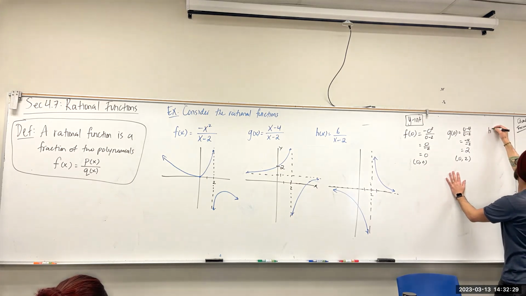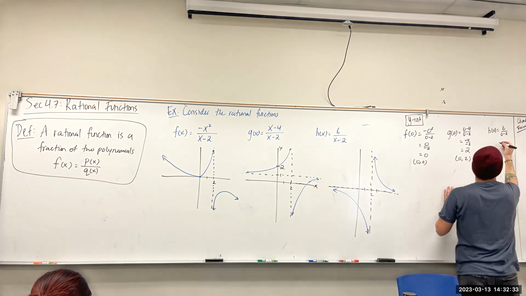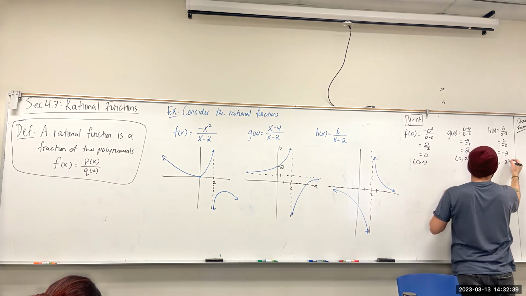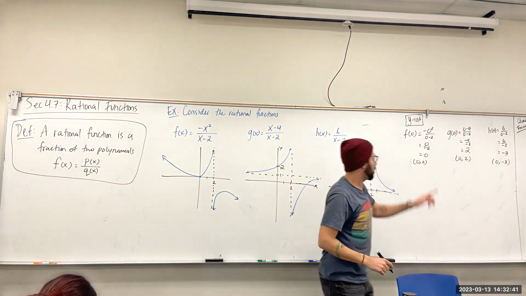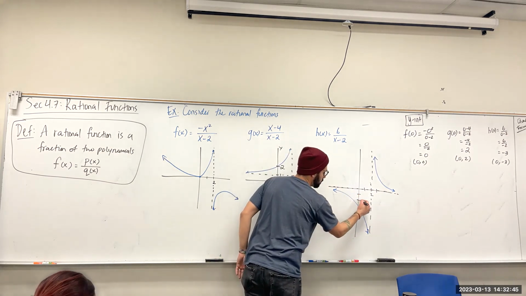And then for H, plug in 0. That's going to give you 6 divided by -2, which is -3. And that's why that graph was crossing down here. 1, 2, 3.